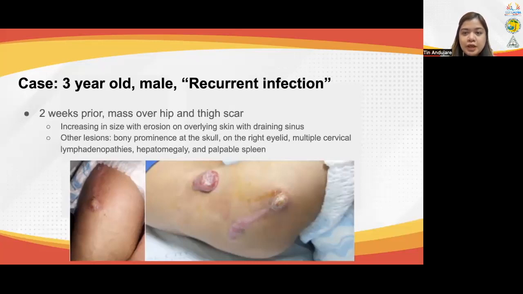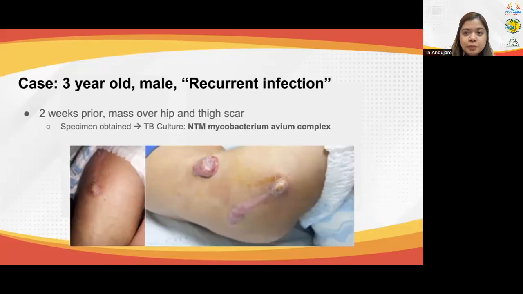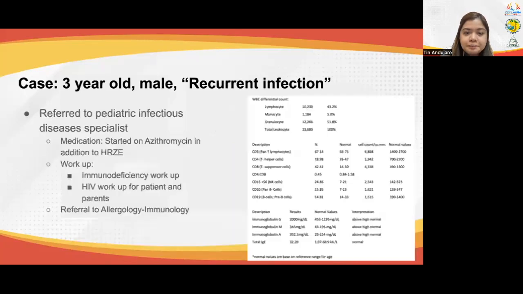At the time of examination, the patient also had some bony prominence in the skull, as well as the right upper eyelid. He also had multiple cervical lymphadenopathies, hepatomegaly, and a palpable spleen. Specimen was obtained aseptically from the lesions on the hip and was sent for another round of TB cultures, which yielded non-tuberculous Mycobacterium avium complex or MAC.